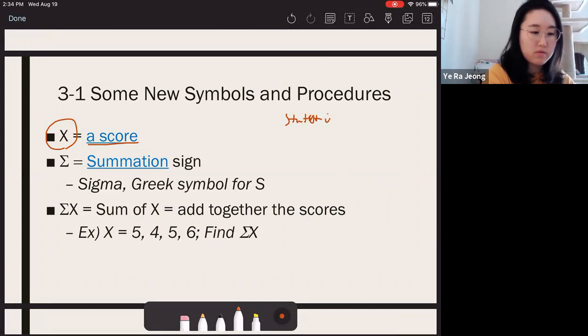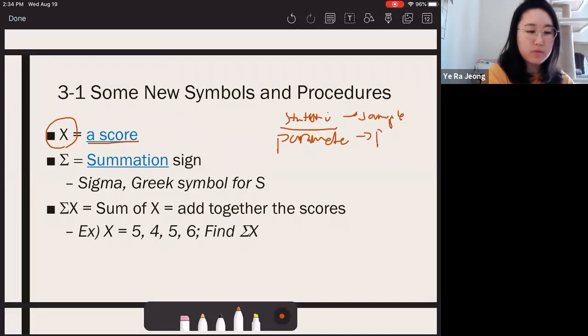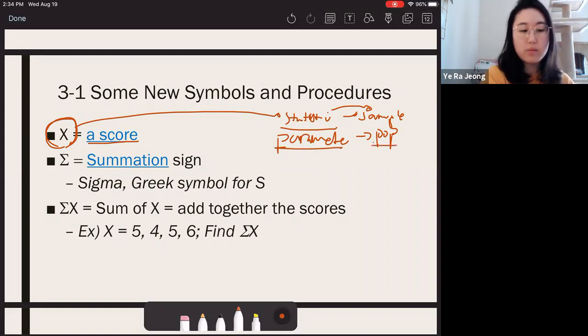Excuse my terrible handwriting. And parameter. Statistic is for sample statistic. Parameter was for population. Whenever we use English letters like this, we're talking about statistics, which means it's for sample. Whenever we see a Greek letter used, that's for parameter describing population. So X, this raw score, is from our sample, so we call it X.